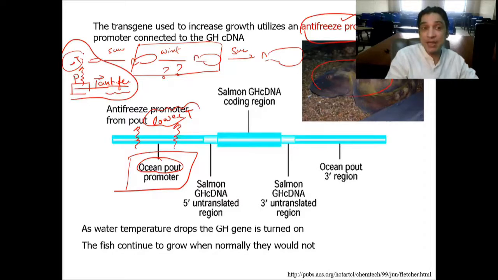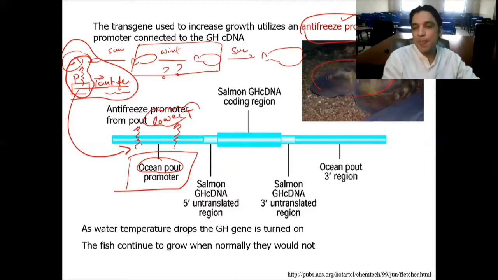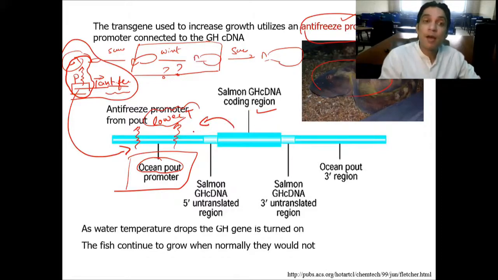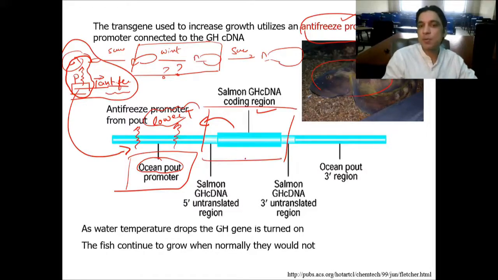So what scientists have done, they extracted this thing. Remember, not the antifreeze protein, but the promoter region. This is the promoter region which can get activated at low temperature and was then placed upstream of the growth hormone. This is the salmon growth hormone cDNA, the growth hormone gene of the salmon. Now, the growth hormone gene of the salmon is under the control of an ocean pout promoter, an inducible promoter, and that promoter is induced at low temperature. So from here onwards, this is the growth hormone gene of salmon, and then this is the ocean pout promoter, downstream region, 3' region, and this is the 5' region.